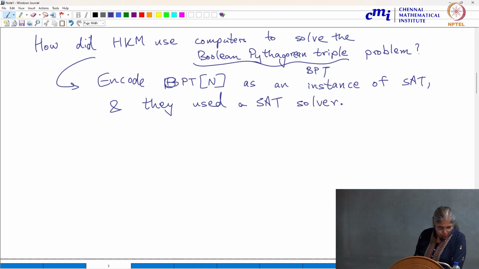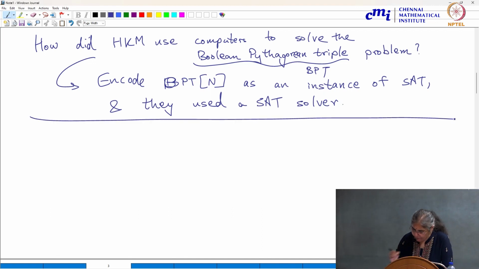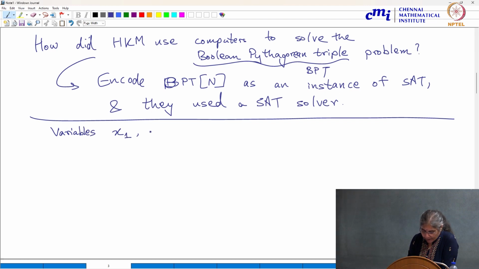Okay, so now we want to see what is this encoding into SAT. What do we mean by an encoding into SAT, and what is this SAT solver that they used? So instead of giving you a generic description of the problem SAT, which you have already heard in Prajakta's lecture earlier, here I will tell you this instance that arises from here. Okay, so we have these numbers 1 to n which we want to partition. So let me set up variables. I have variables x1, x2, up to xn.